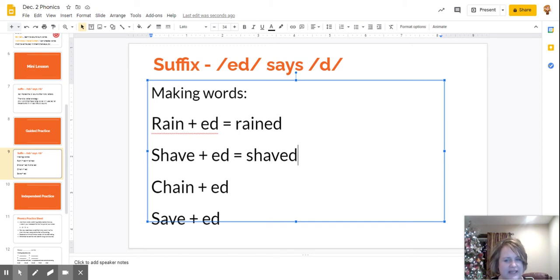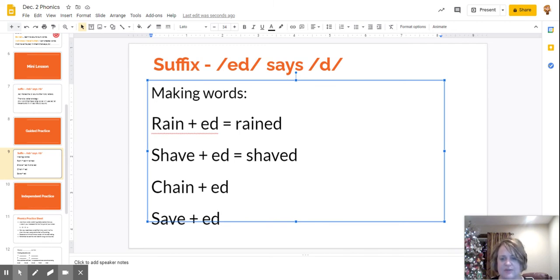When we have a double E, we don't want it to say ED because two E's together says the E sound. So we're going to drop one of those E's and add ED. So we're going to drop off this E, add ED. So now it says shaved. Okay, shaved. It's just the D sound, shaved. How do I know? Because the vowel is a long vowel. So that will help you.